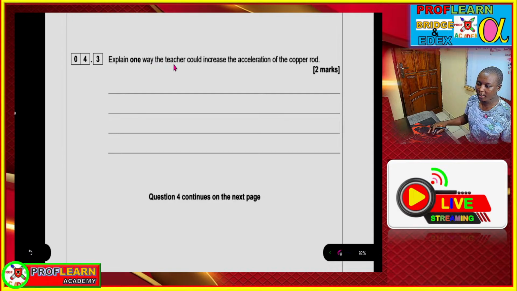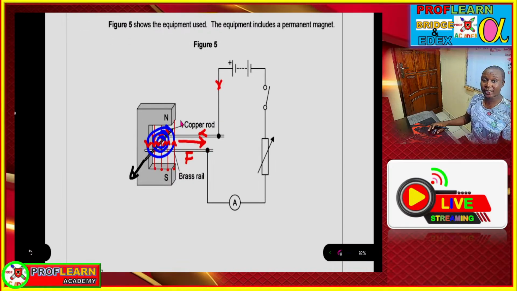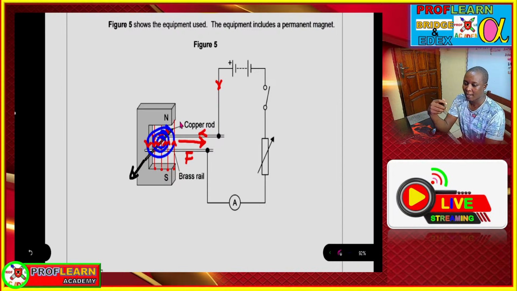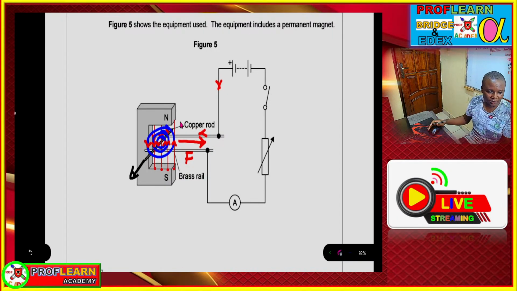Explain one way the teacher could increase the acceleration of the rod. Now we are going to look at how the teacher is going to increase the force. Acceleration is going to depend on the amount of force experienced. In this case, we are going to say increasing the current, increasing the amount of what? Current is going to increase the acceleration there.